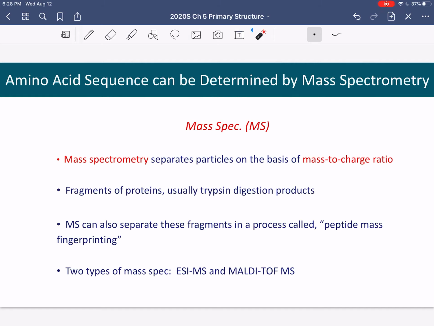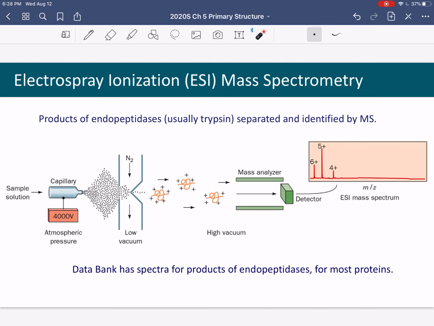There are a couple of different types of mass spec. At the time of the printing of your textbook, it was electrospray ionization mass spec, and time of flight mass spec, or MALDI-TOF. Both of these work in generally the same way. The products of your endopeptidases, like trypsin, are separated and then identified.